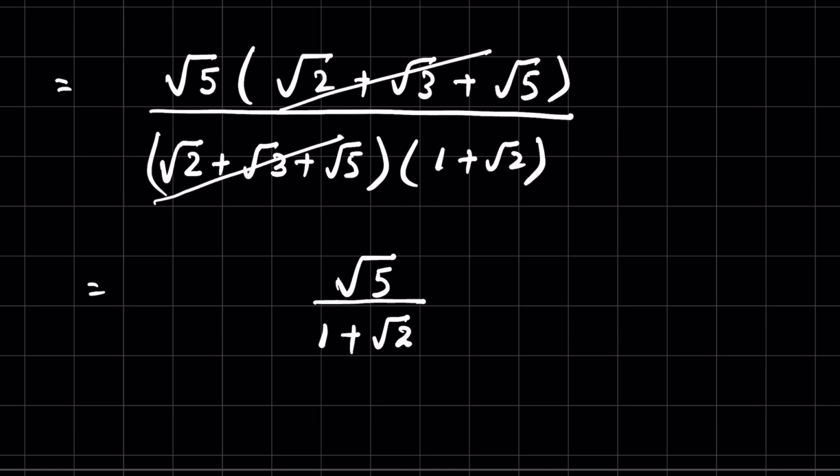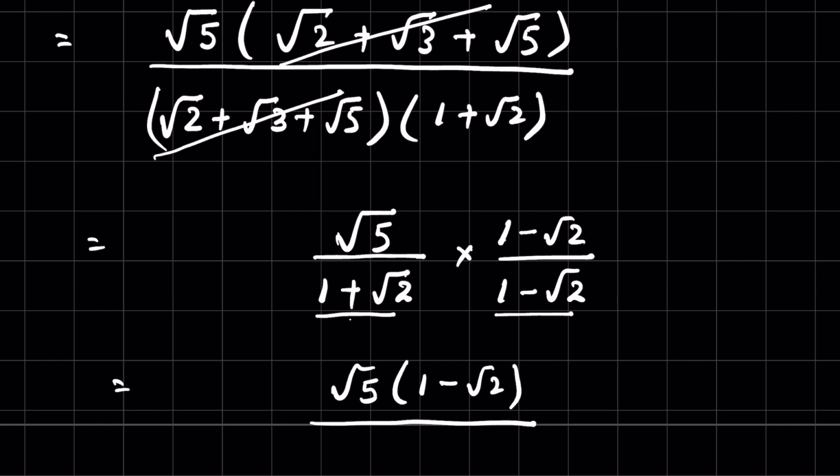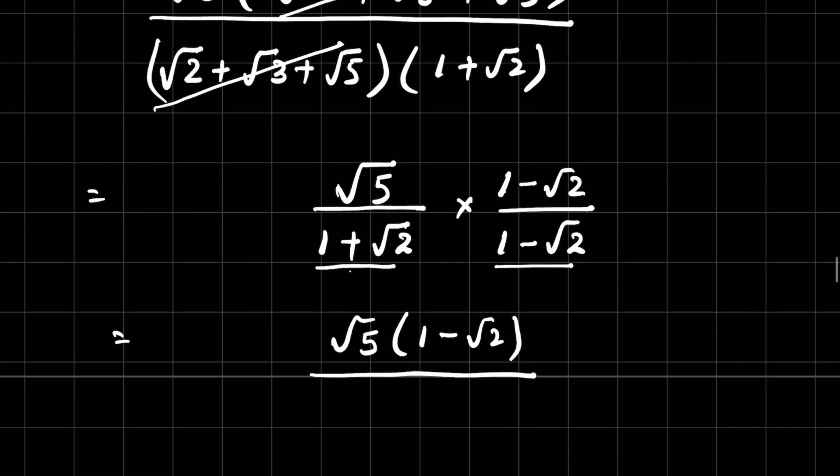Now let's rationalize the denominator. For that we multiply and divide by 1 minus square root of 2, and now this is square root of 5 times 1 minus square root of 2 upon, this is in the form of a difference of squares, a plus b times a minus b, that is equal to a squared minus b squared.